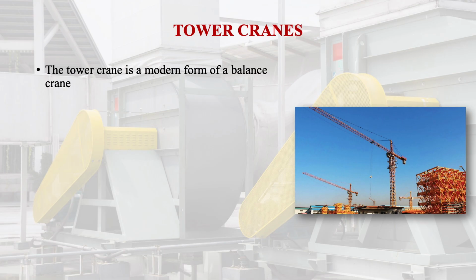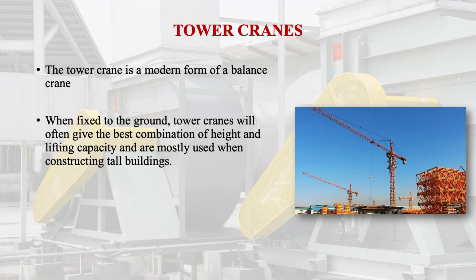Tower crane is a modern form of balance crane. This type of crane you must have seen in most tall buildings or multi-story construction. When fixed to the ground, tower cranes will often give the best combination of height and lifting capacity and are mostly used when constructing tall buildings. Some large tower cranes reach up to 1000 meters high.